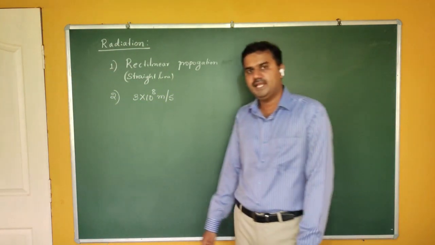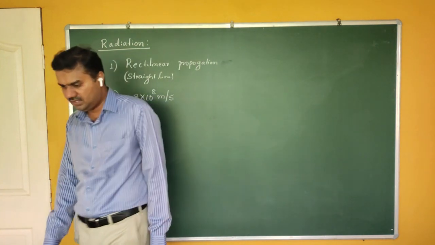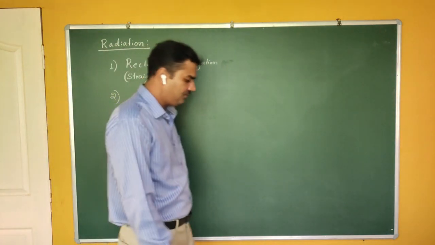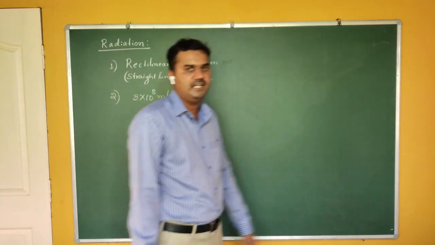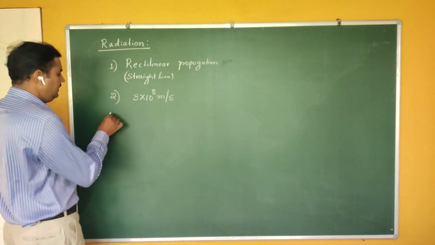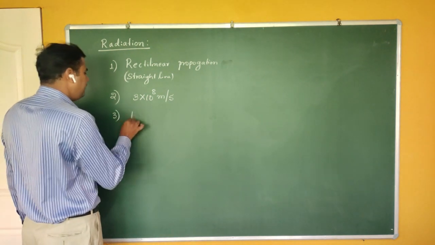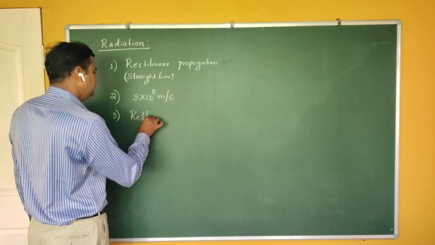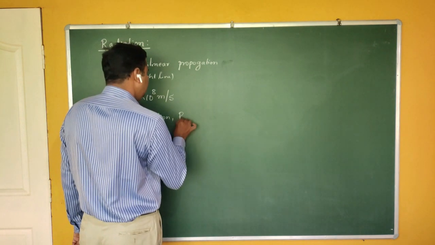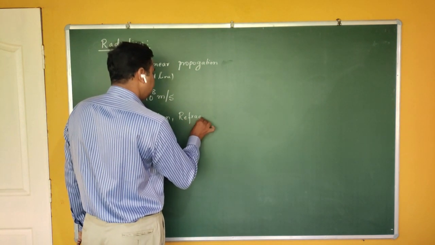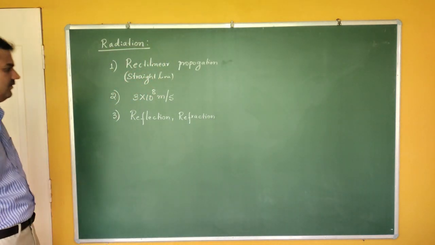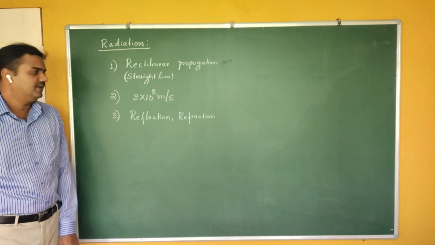The fastest moving particle in the universe is our photon, at 3 into 10 raised to 8 meter per second. The highest speed is that of electromagnetic radiations in vacuum, 3 into 10 raised to 8 meter per second. Next property: they undergo reflection and refraction. They have the phenomena of reflection and the phenomena of refraction.